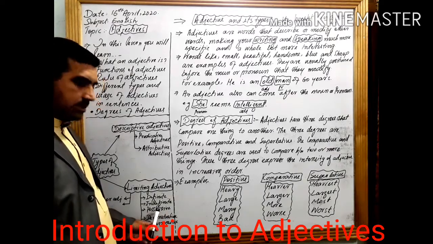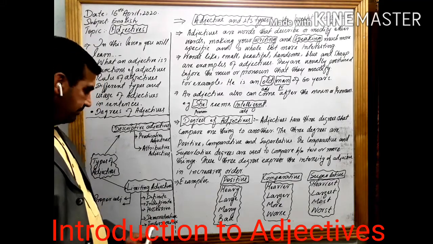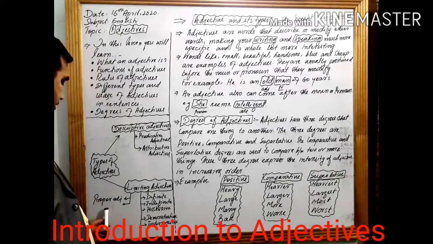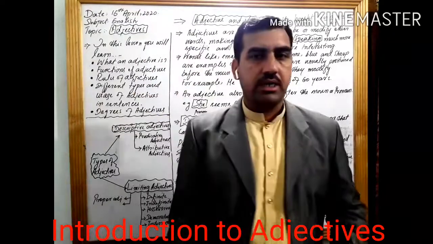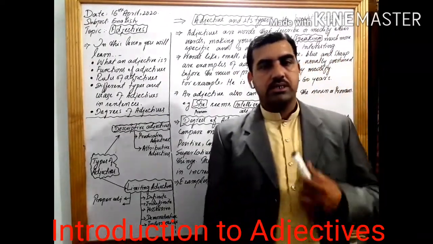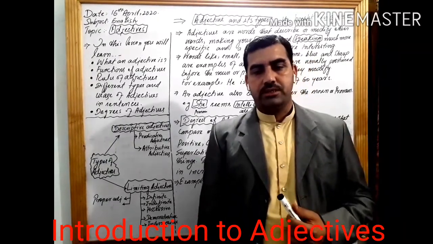Third one is possessive adjectives. Fourth one is demonstrative adjectives. Fifth one is interrogative adjectives. Sixth one is proper adjectives. And there are many other types of adjectives, for example, adjectives of quality, adjectives of quantity, adjectives of number, etc.